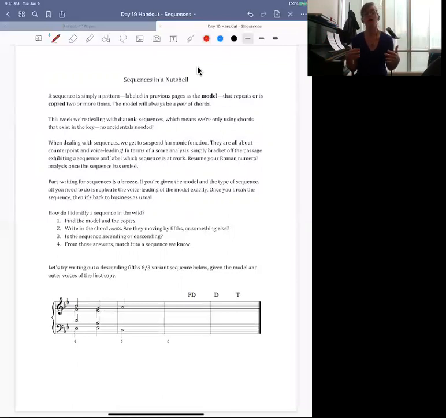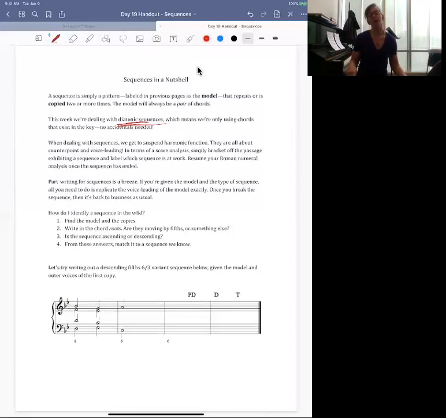So sequences. All we're saying when we're saying that there's a sequence is that there is a pattern. There is a pair of chords that we call the model. They exhibit a relationship to one another in both their roots and their inversions. And then that repeats at least two times, as we saw in the Mozart. It could be more. We call all those repetitions copies. This is important for right now. This week, we're dealing with diatonic sequences. No accidentals needed. Again, with the Mozart, we were in a G major passage embedded in C major. So there were some accidentals, but they were all diatonic to the presented key of G.